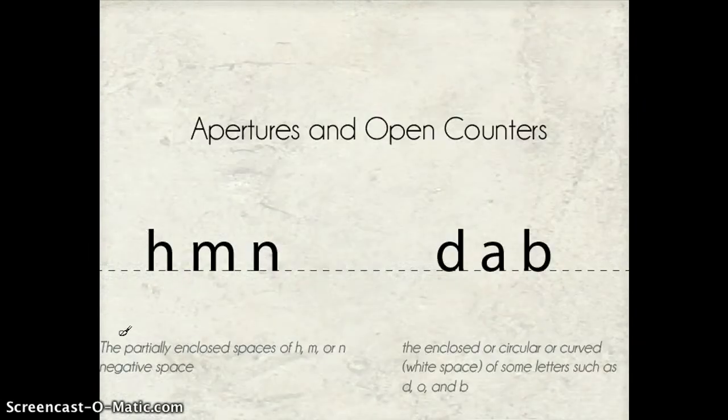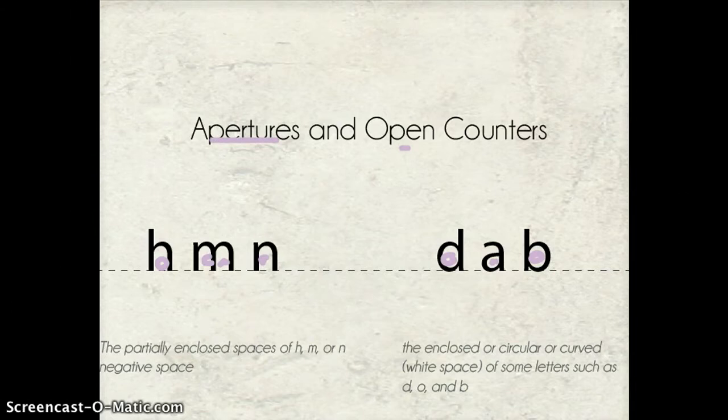So we're going to go next on to talking about apertures and open counters. Firstly, the open counter is the partially enclosed space of letters like H, M or N, the negative space. So it's this space right under here, under there, and right here. So it's not closed off, it's open. And next we have the closed counters, the enclosed, circular or curved white space of some letters such as D, O, and B. So in here it's circular, it's round, and it's closed off. It's open space, but it's been closed off. So these are apertures and open counters.